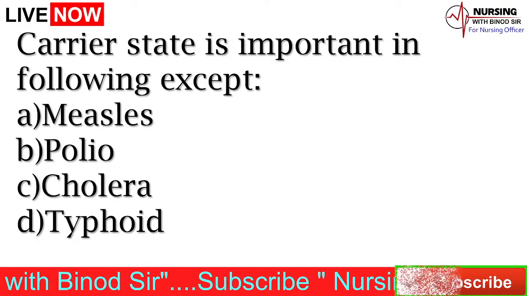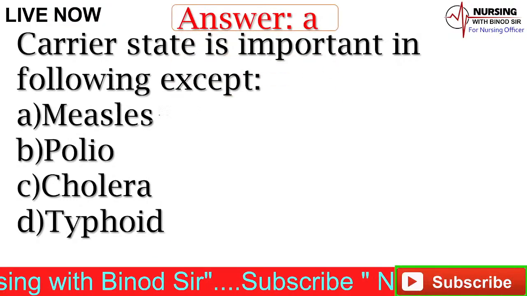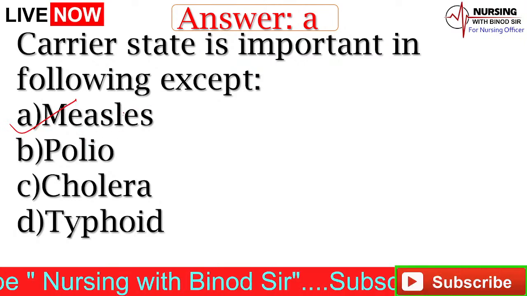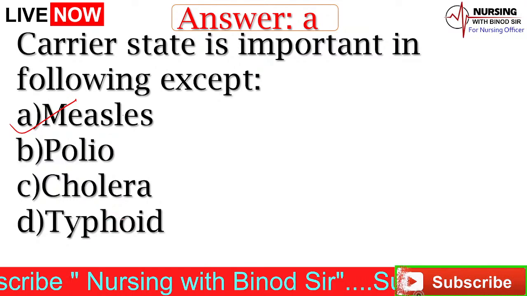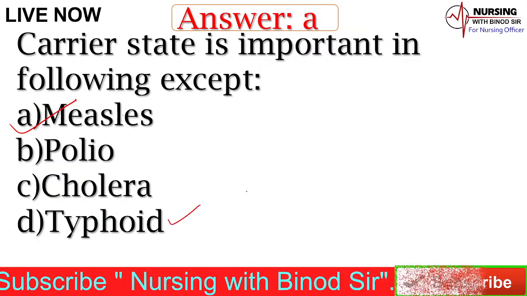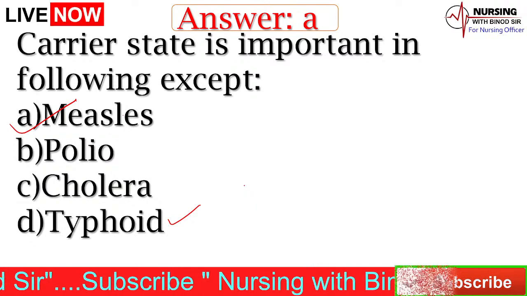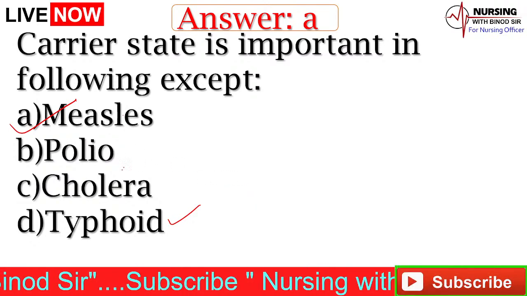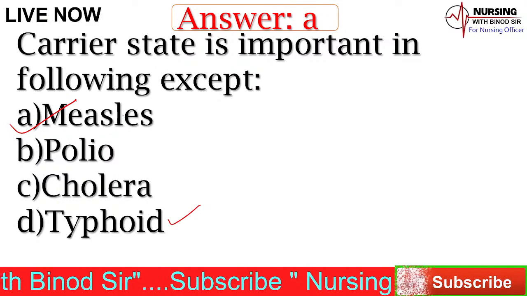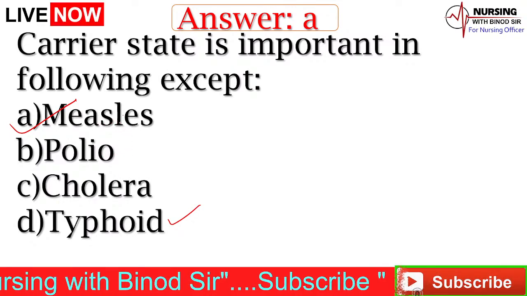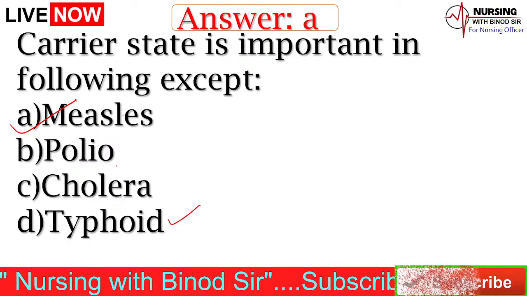What you will remember? The answer would be measles. Except measles, in all the others the carrier state is important. Typhoid, if someone has typhoid, the carrier state can be long lasting, from months to years. Cholera is also like that, polio is also like that. Measles is not like that. So the answer would be option A.